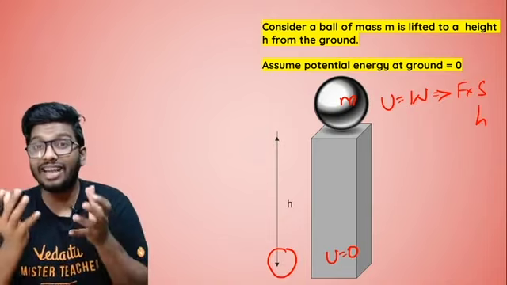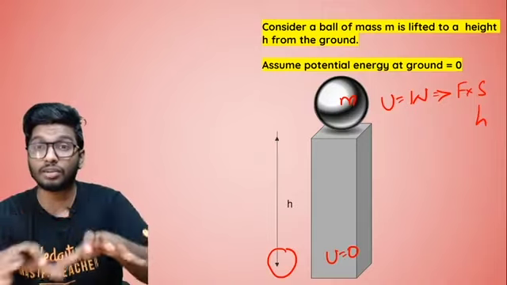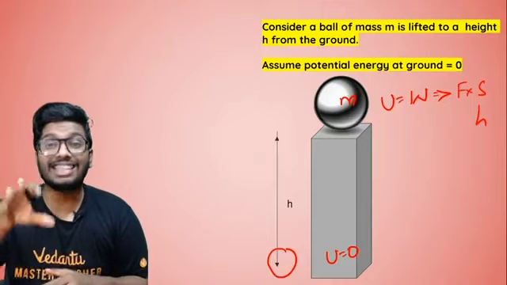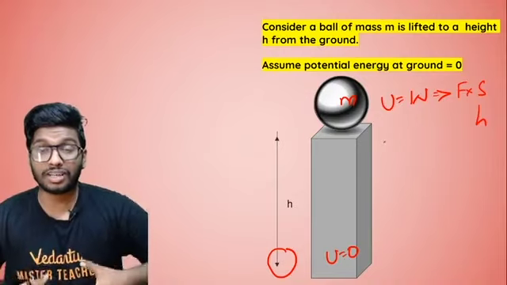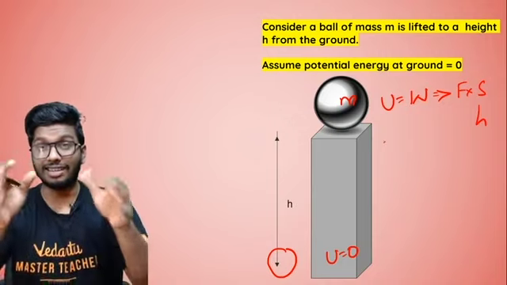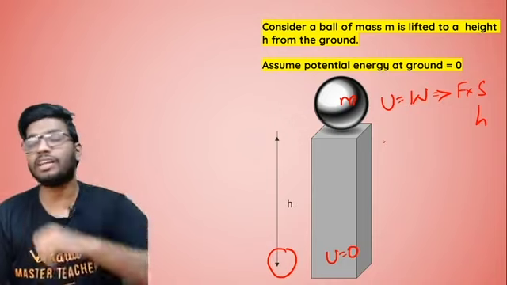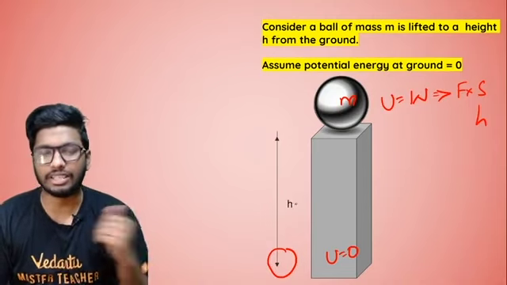So the ball now has some sort of potential energy. You want to find out what the value of that potential energy inside the ball is. So what is U? U is nothing but potential energy, which is nothing but the work done, because you're spending some energy to lift it up and keep it on top of that raised platform. So that is nothing but F into S. S is nothing but the displacement, which is h in this case.